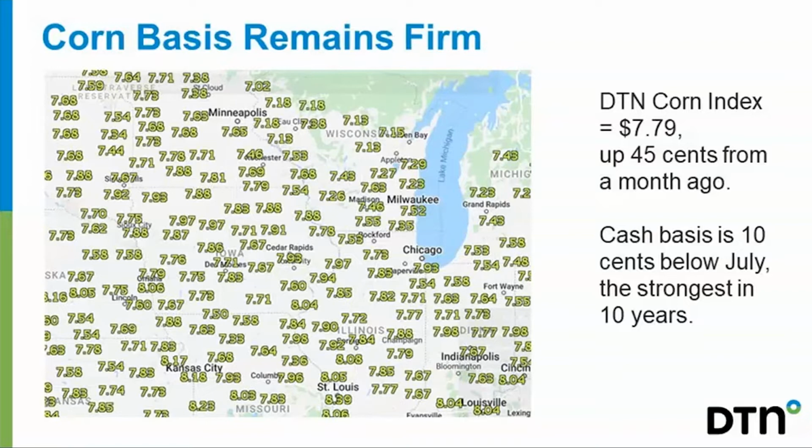The cash basis, which is our interest here, is just 10 cents below the July contract. That's the strongest cash basis for this time of year that we've seen in 10 years. So it continues to be a very solid picture of corn demand here in the U.S. And of course, that's been propelled by favorable, profitable margins for ethanol and also good export demand.